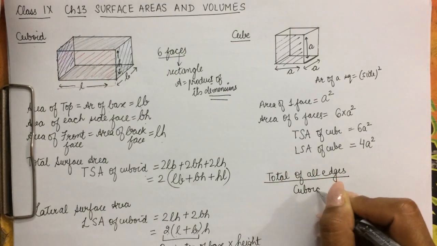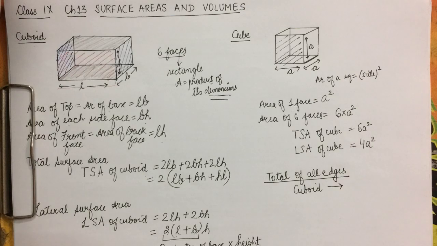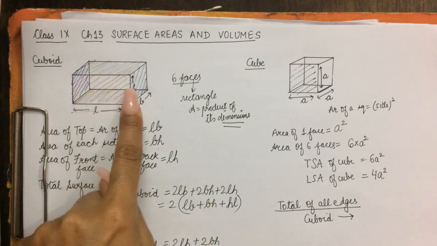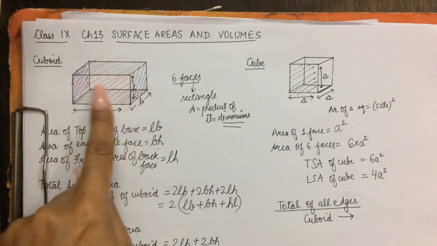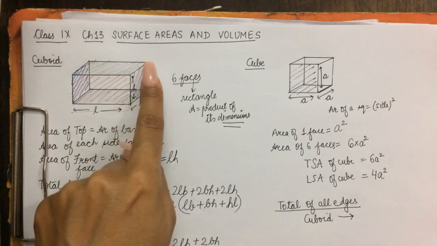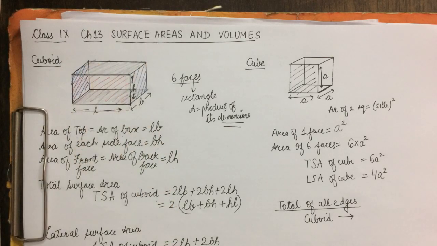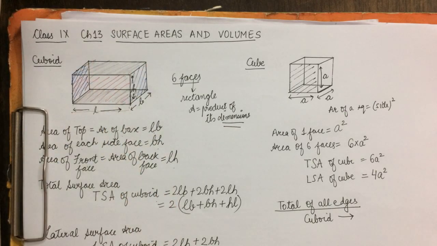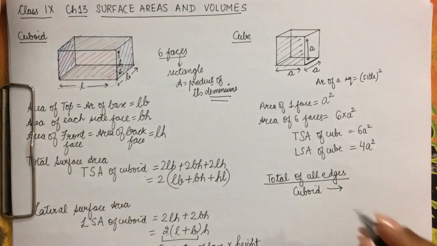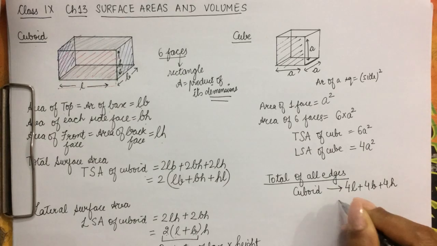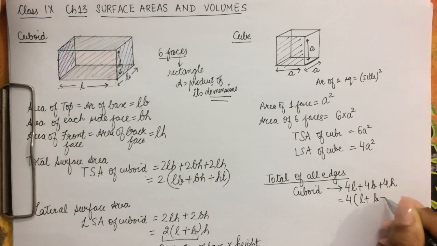For a cuboid, observing from the figure here, how many dimensions are there? There are a total of 12 edges, out of which 4 are the lengths, the horizontal 4 line segments, they are the lengths. 4 are the breadths, 4 slanting line segments, they represent the breadths. 4 vertical line segments, these represent the height. So there are 12 edges. So the length of all edges will be given by 4 times the length, 4 times the breadth and 4 times the height, which can be written this way.